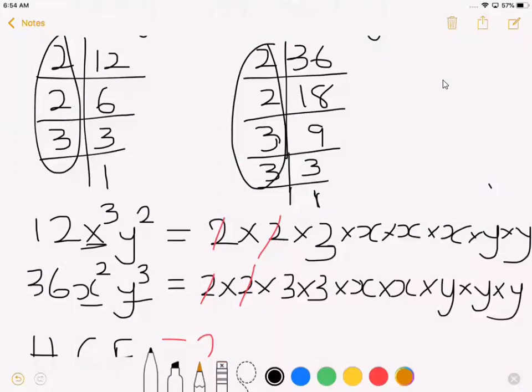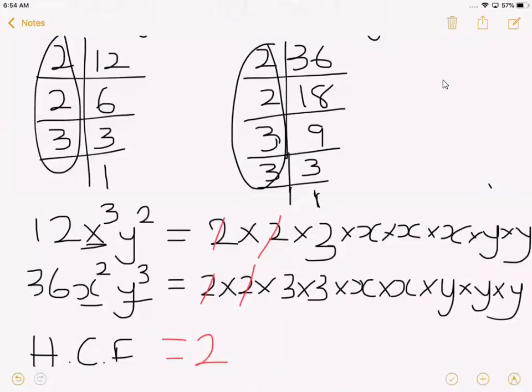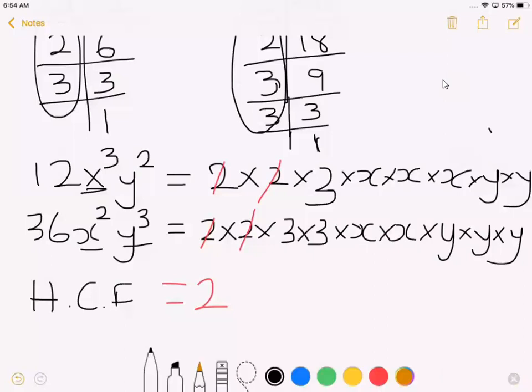Okay. So now let's carry on. I've got a common 2 here. I write it down. There is another common 2. I also go and write it down. Then there is a 3 that is common also. Then I go and write it down. This 3 doesn't have another common 3, so I don't cancel it.